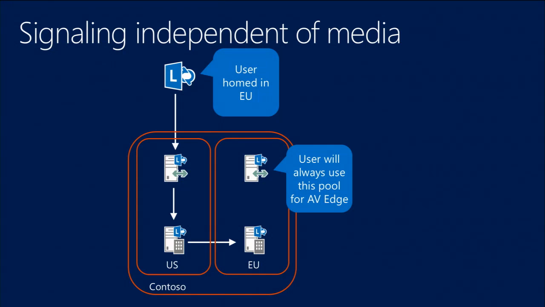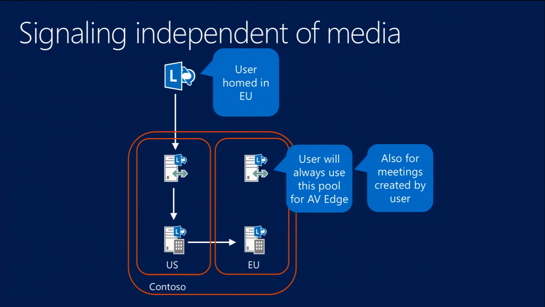Well, we are going to keep that local when he's in EU, right? Because he's going to be using the European edge server for AV. If a user creates meetings in EU, and people join that meeting, and they want to join anonymously, for example, using the Lync web app, they're going to be using the AV Edge server that's in Europe, right?